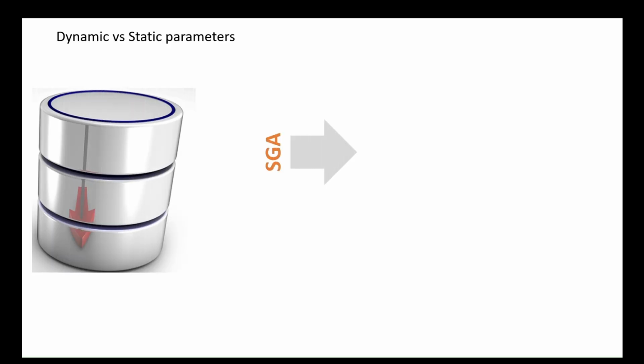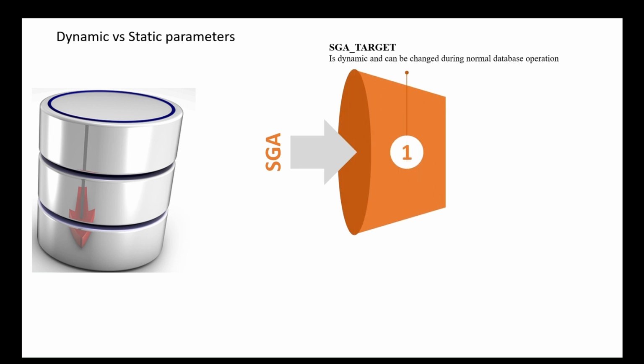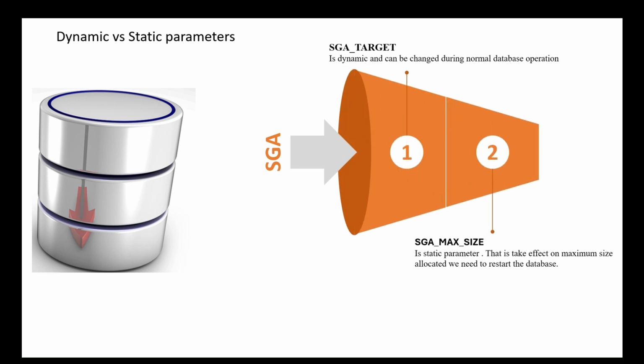SGA_target parameter is dynamic and can be changed during normal database operation, whereas SGA_max_size is a static parameter. So to take effect on the maximum size allocated, we need to restart the database.